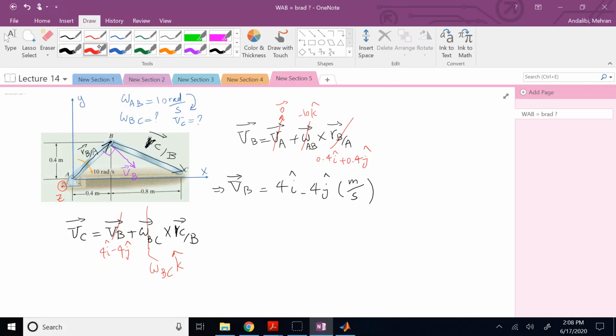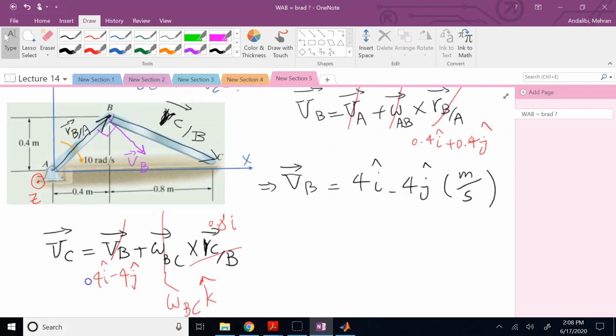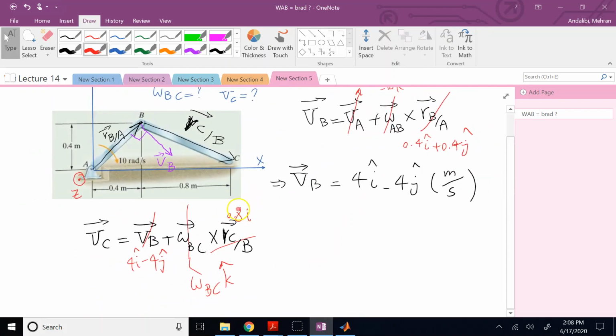And what is this vector here? It is point I, 0.8 units forward in the I direction, and 0.4 units down, right? So minus 0.4 J. What about VC itself? Do I know anything about C?